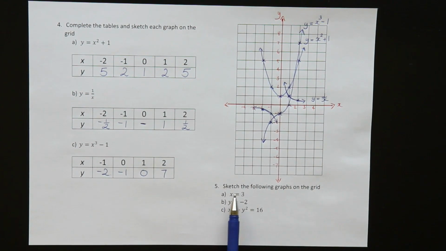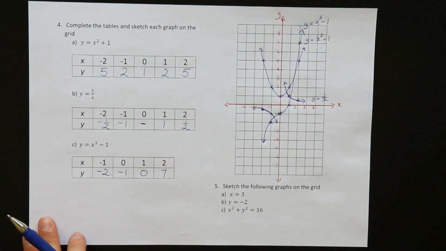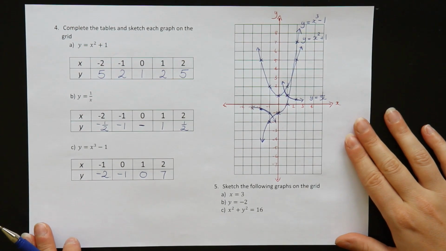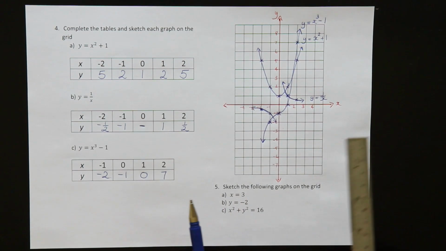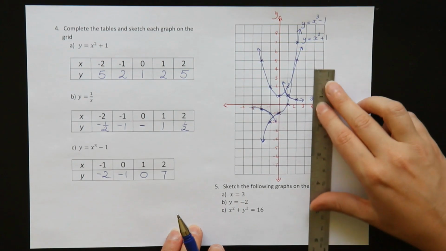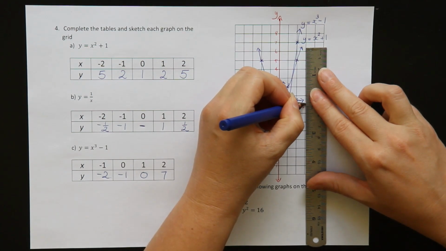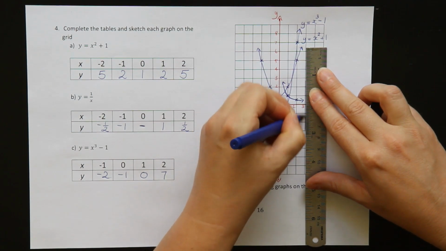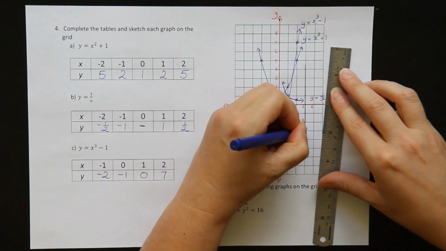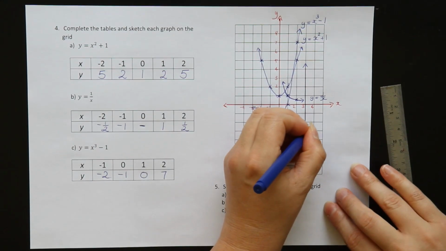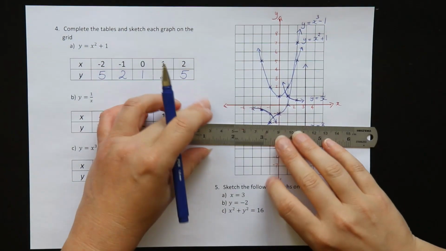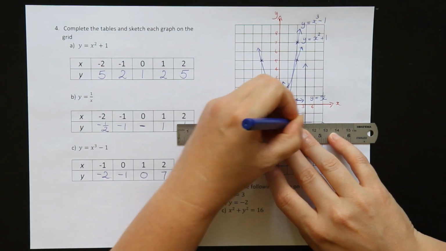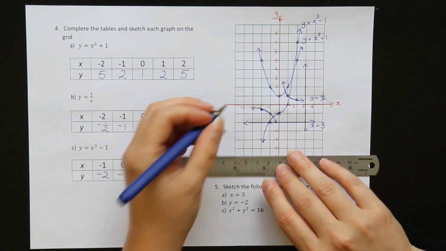Now question 5 says sketch the following graphs on the grid. We're going to try and squash a few more graphs on there, so if you have some extra colour pens, that might be helpful. Question 5a, x is equal to 3. These are the graphs that are parallel to the axes. If x equals 3, we go to 3 on the x-axis, and straight through the 3 is our line. y equals minus 2: we go to the y-axis, find the minus 2, and draw a line going through the minus 2.